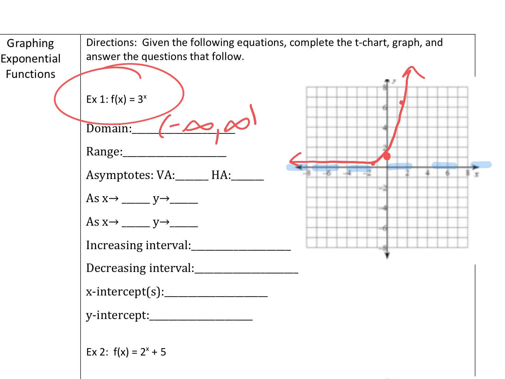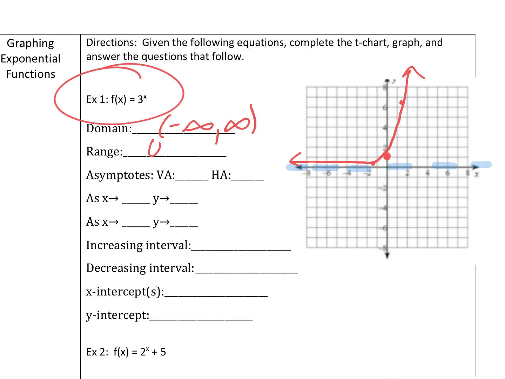This is y values, and we start at the bottom and go to the top. Okay, so where's this starting? It's starting at the asymptote. It's always going to start at the asymptote. So in this case, it's at 0. Can it equal 0 though? So should I use a parenthesis or a bracket?